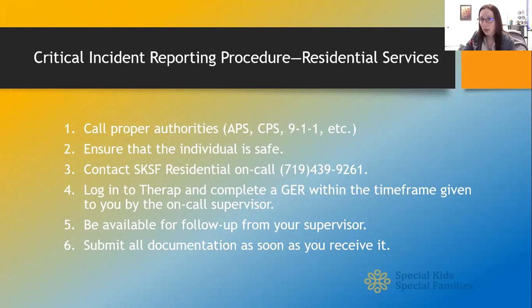Then once that call is made, ensure that the individual is safe. If that means waiting for the authorities to arrive and then calling the on-call phone once things have settled, that is fine. But remember that SKSF residential on-call should not be the first point of contact in an emergency situation.